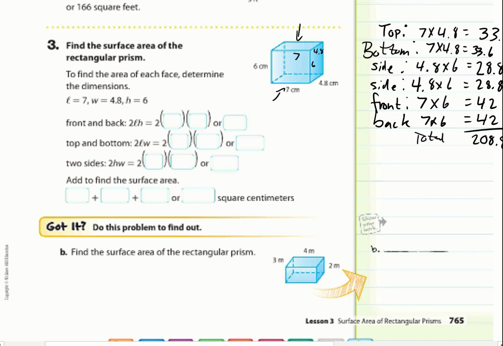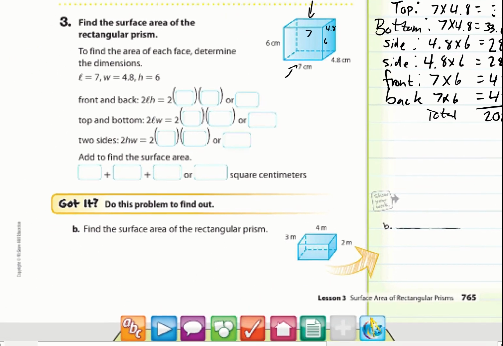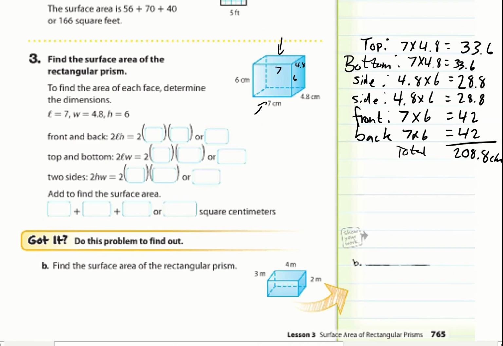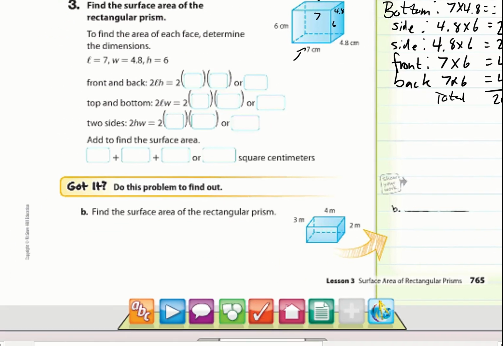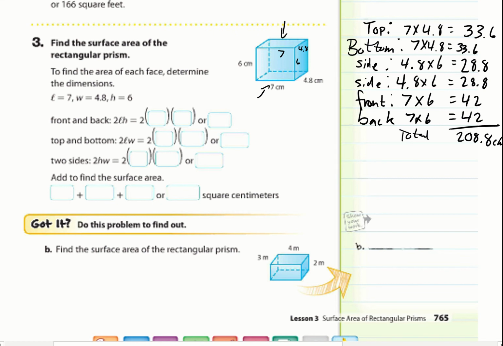Or you could use the formula. I just wanted to show you both. Whichever one works best for you. Formula does look quicker though. So go ahead and pause the video. I'm going to go ahead and do example 3, the fill in the blanks. So go ahead and pause the video and try B.